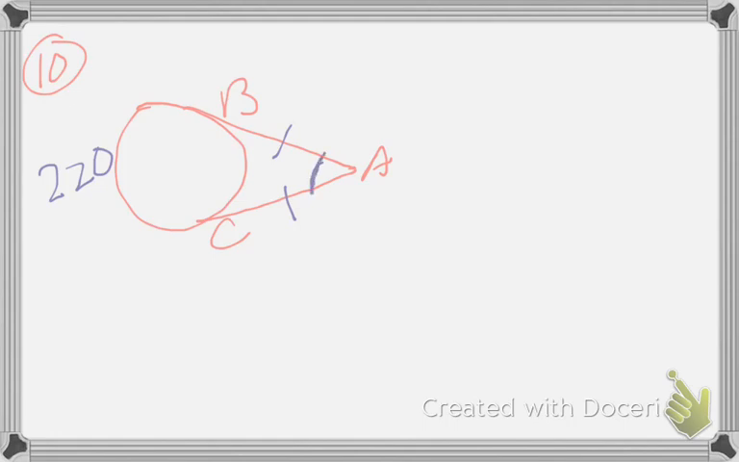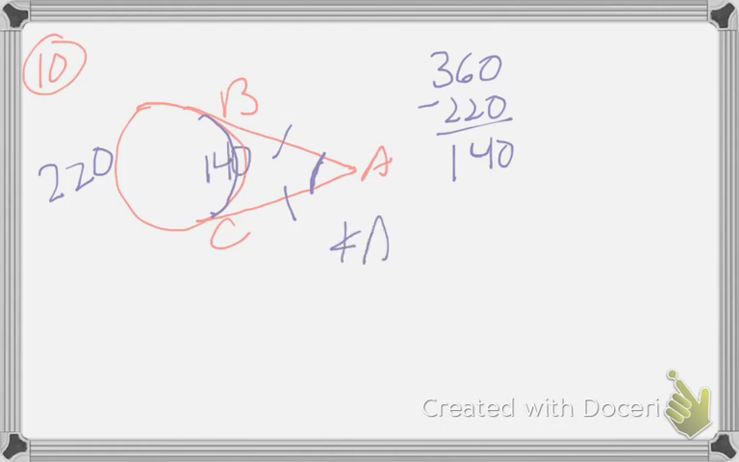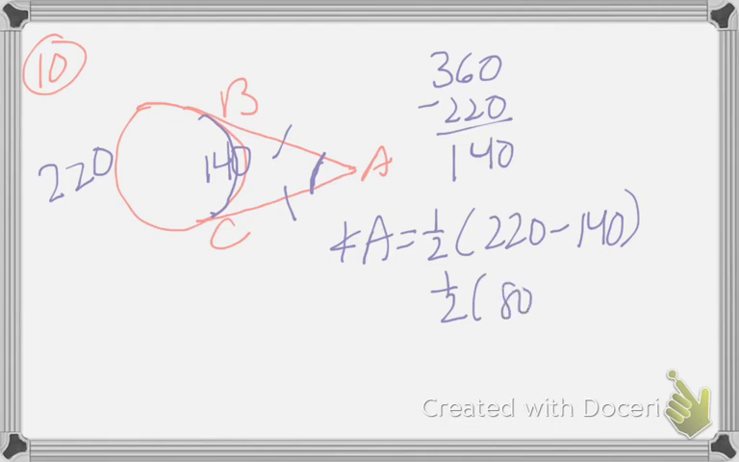Okay, so first we need to find this arc over here, BC. So we know the whole circle is 360. Subtract 220, and you get 140. So this arc is 140. And now we can say that angle A equals 1/2 of the big arc minus the small arc. So we get 1/2 of 80, and that equals 40.